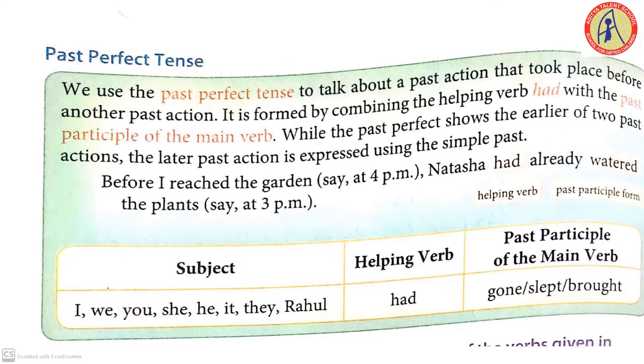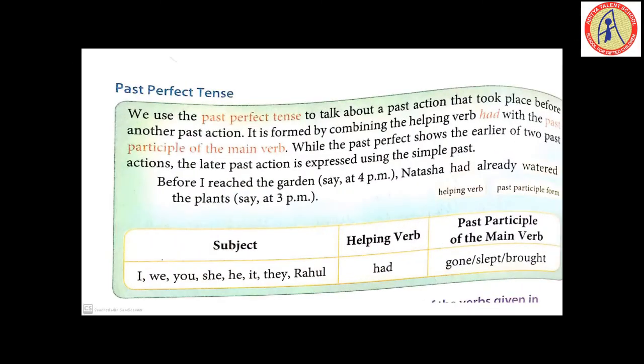Next, going with the past perfect tense. The past perfect tense is used to talk about a past action that took place before another past action. It is formed by combining the helping verb had with the past participle of the main verb.